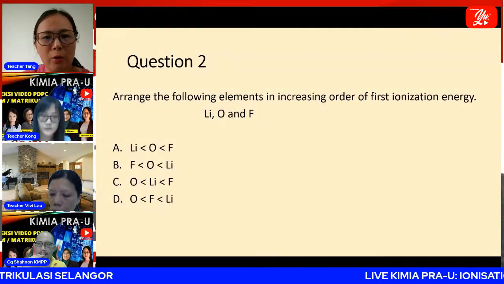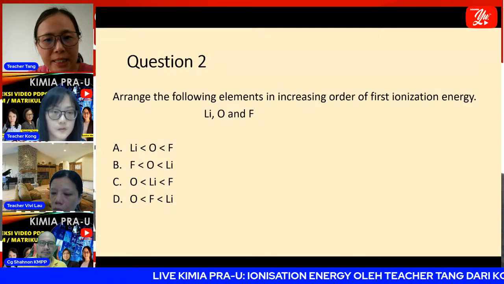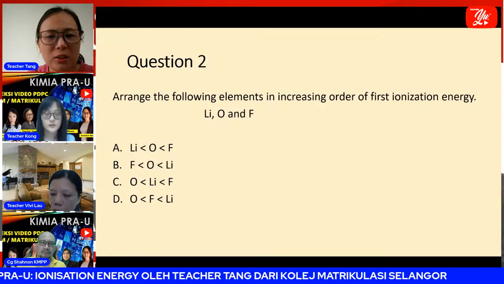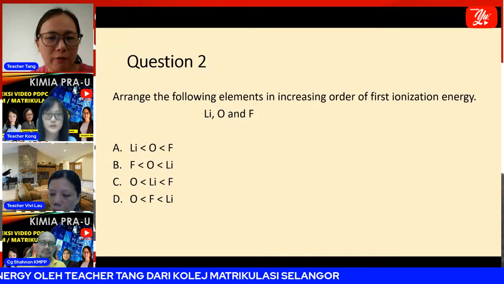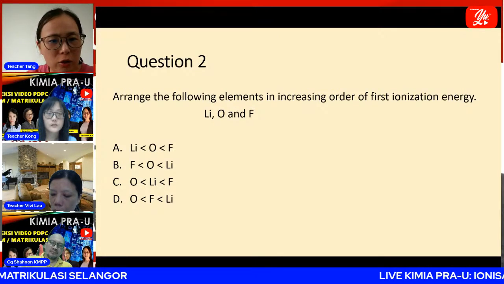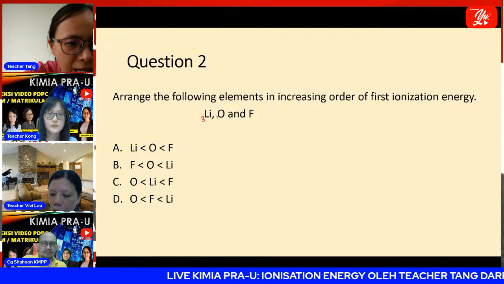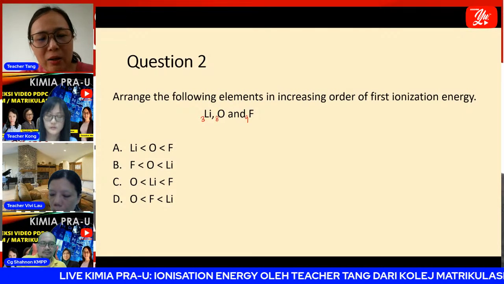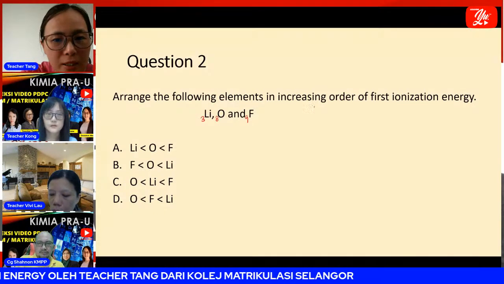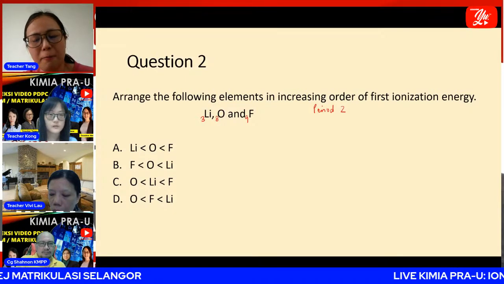So now we move on to look at question number 2. Question number 2: arrange the following elements in increasing order of first ionization energy. So to answer this question, the first thing you need to ask yourself is whether this is across a period or going down a group. So for lithium, proton number is 3, oxygen 8, fluorine 9. Okay, and all these 3 elements are period 2 elements. So they are in the same period. So same period means across a period.